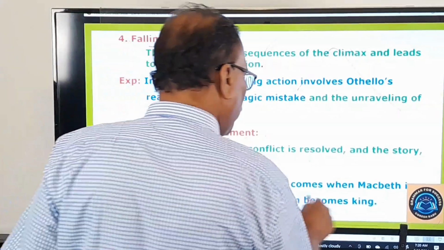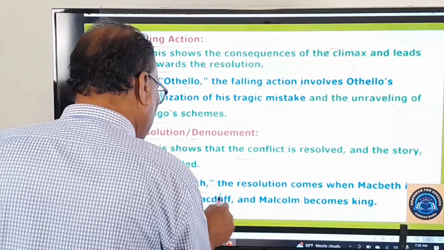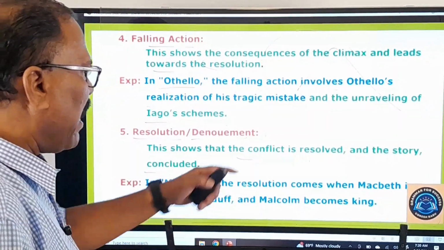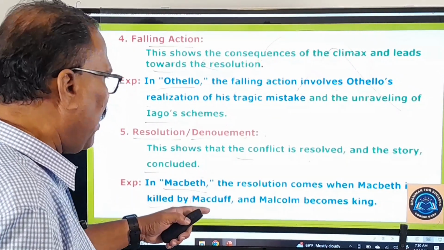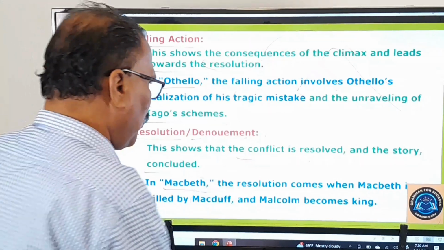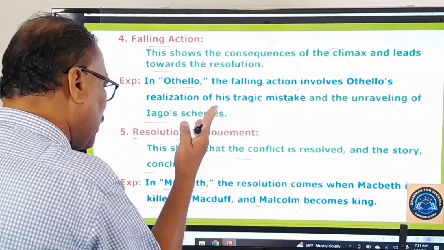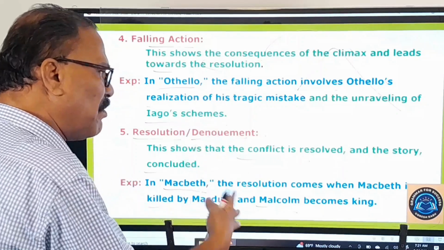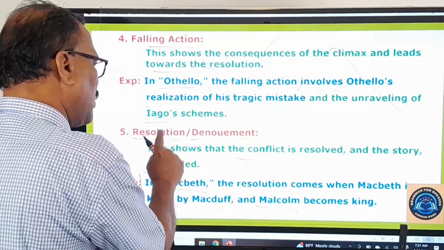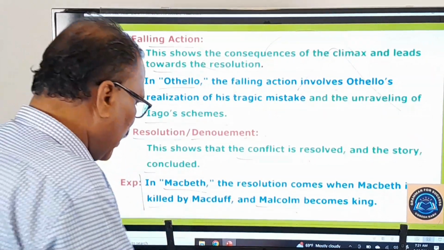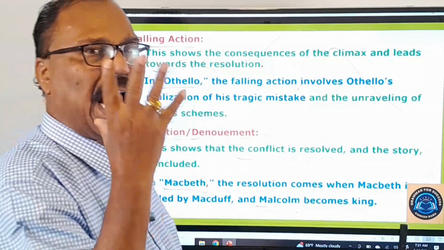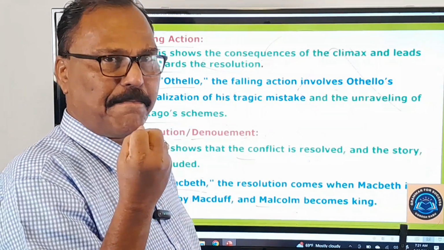And the resolution comes when Macbeth is killed by Macduff and Malcolm becomes king. You know that very well. So the conflict is solved. Macbeth is killed by Macduff and Malcolm becomes king. This is the resolution. So in this way, in a drama, there will be as many as 5 parts.